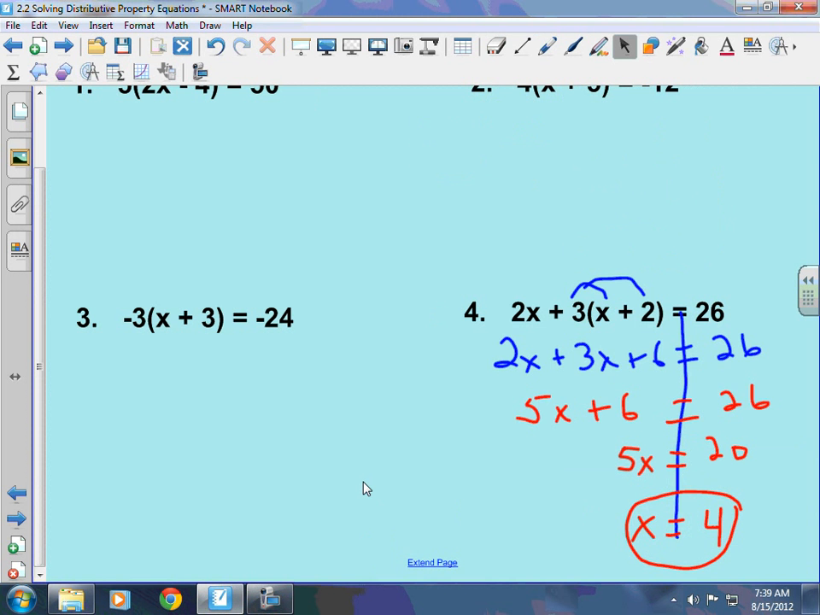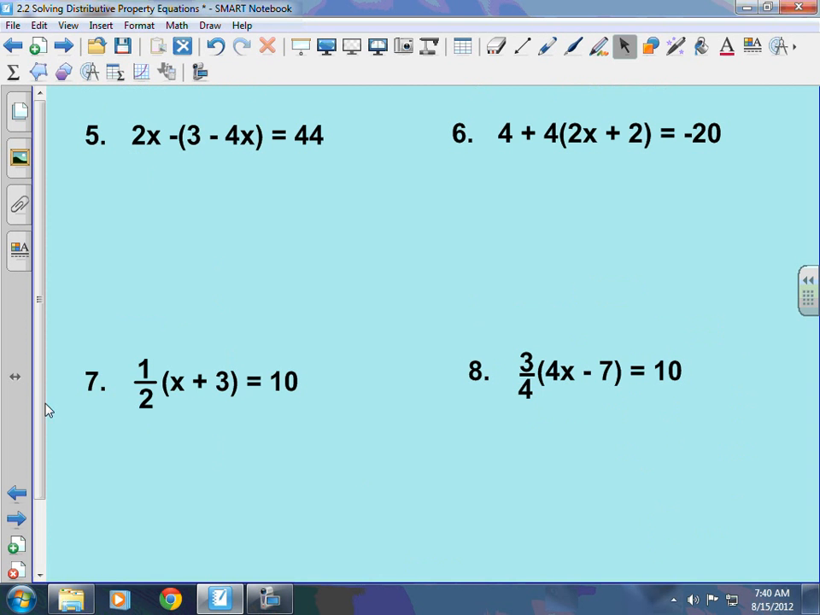Okay, as you can see, I got x equals 4. If you did not get that, pause the video, see if you can find your mistake. This is trying to get you a deeper understanding of what we're doing. If you can't find your mistake, if you still don't understand what I've done, please come and see me.